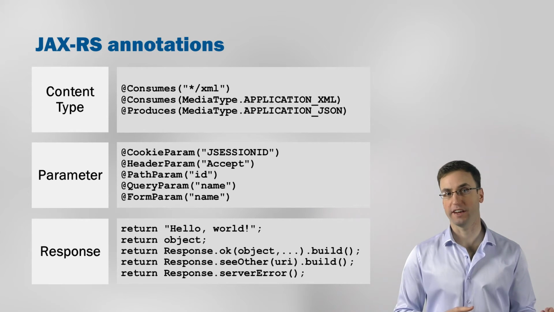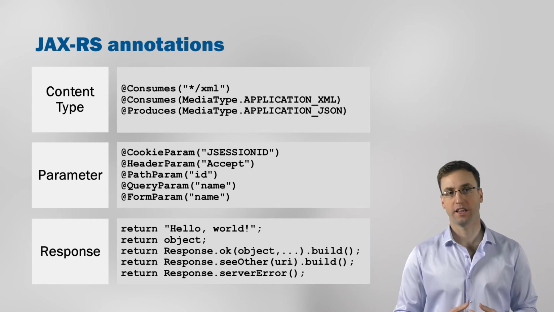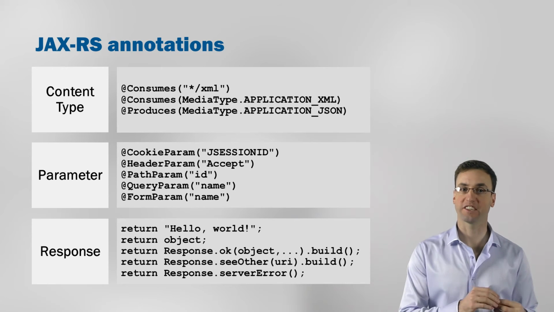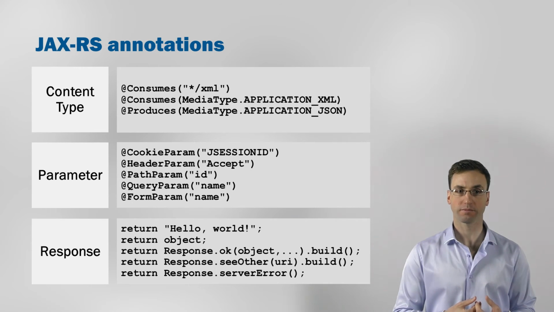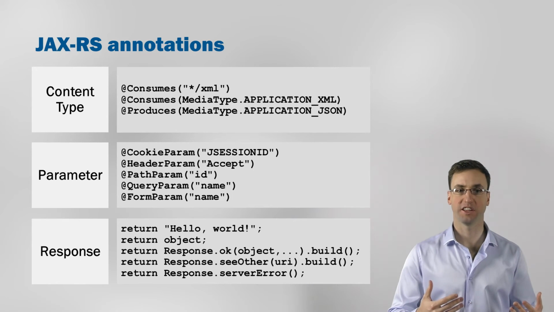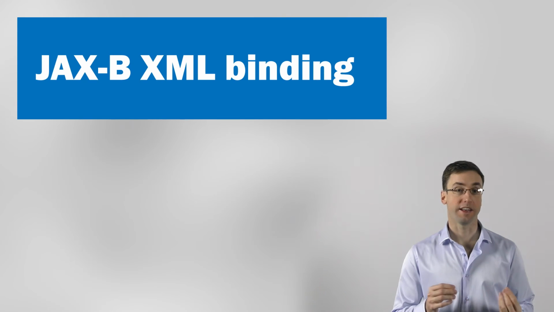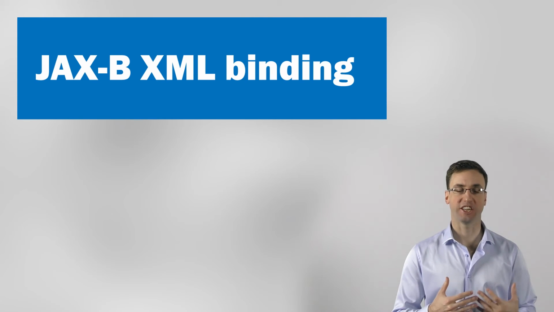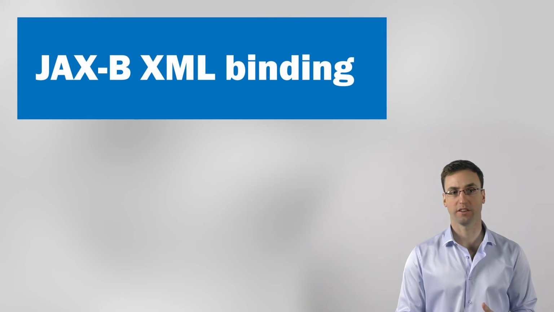Then finally, you can return different kinds of objects. If you return a string, JAX-RS will just return that value directly. If you return an object, then JAX-RS will automatically convert it into XML or JSON. You can also use a Response class to build a more complex response, involving redirects, errors, special response codes, and custom headers.